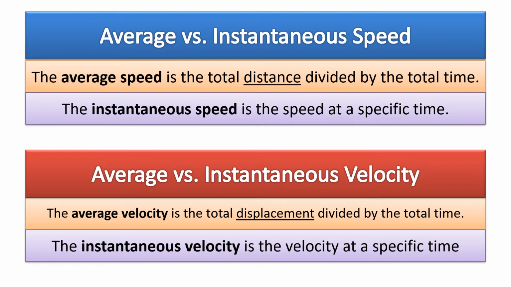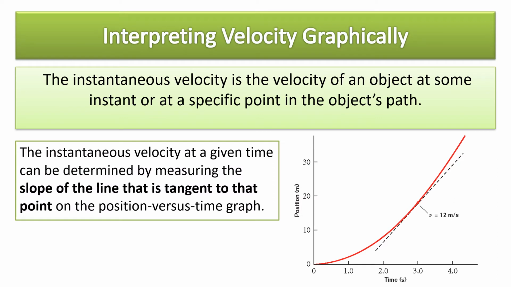And just like there's average and instantaneous speed, there's average and instantaneous velocity. The difference being the average velocity is the total displacement divided by the total time. So what does this instantaneous velocity look like on a graph? The instantaneous velocity is the velocity of an object at some instant or specific point in the object's path. The instantaneous velocity at a given time can be determined by measuring the slope of the line that is tangent to a point on the position versus time graph.